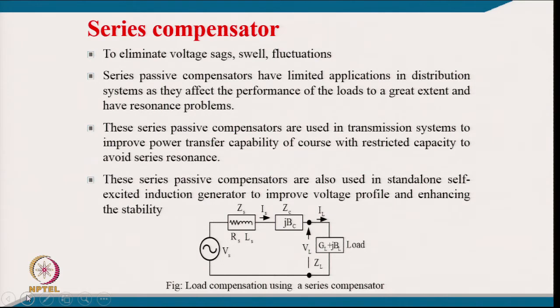These series passive compensators are also used in standalone self-excited induction generators to improve the voltage profile and enhance stability. Here you have a source impedance or feeder impedance, then a series compensator followed by the load. Normally it is not used in the distribution system, it is preferred in the transmission system, because the presence of this will affect the voltage across the load.